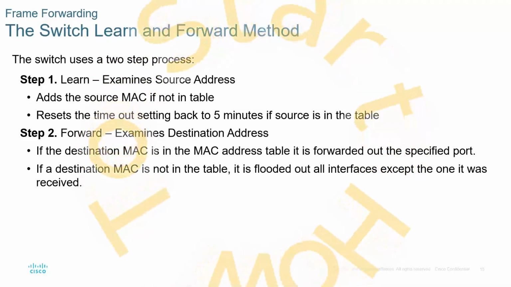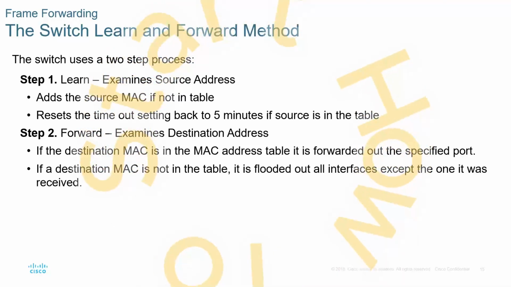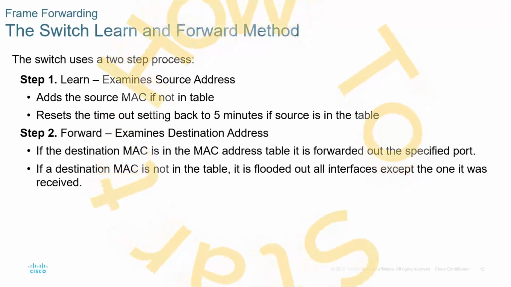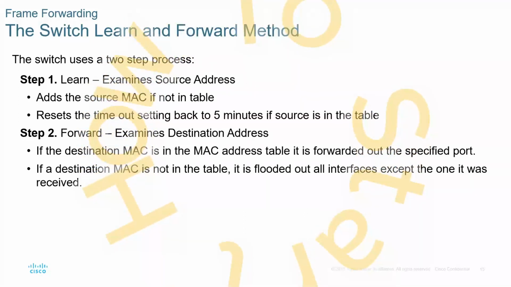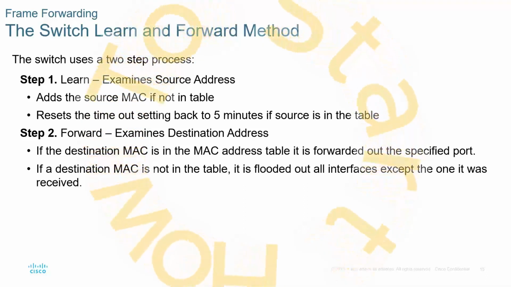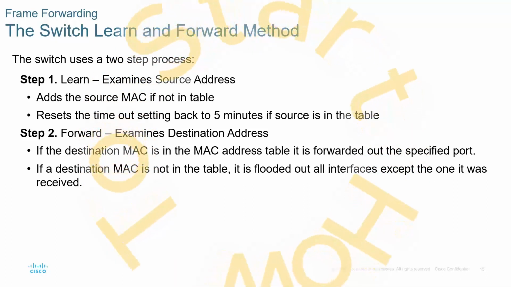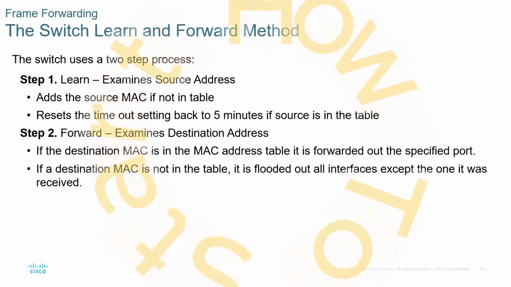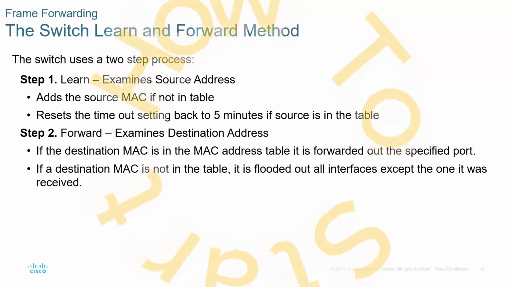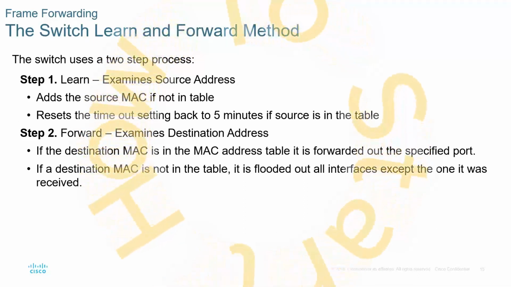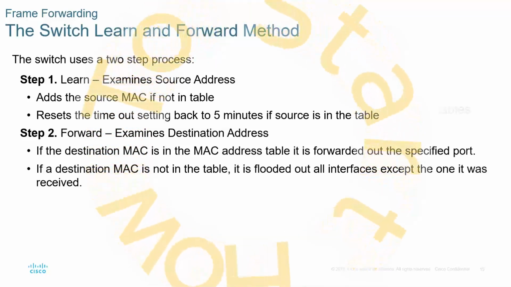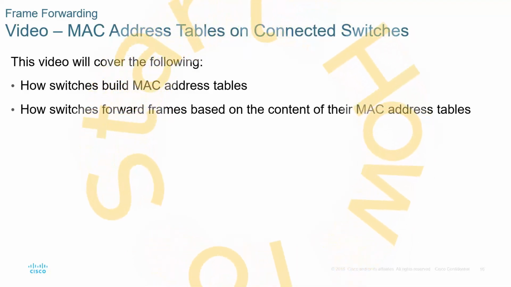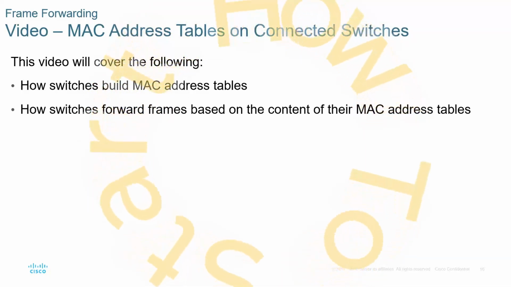So if the destination MAC address is in the MAC address table, it will be forwarded out a specific port that is located in the CAM table, or the MAC address table located in the CAM. If a destination MAC address is not in the table, it will flood out all ports except the port it was received on. Again, a switch will not forward a frame on the port it is received on. So the table is built from both incoming and outgoing MAC addresses.